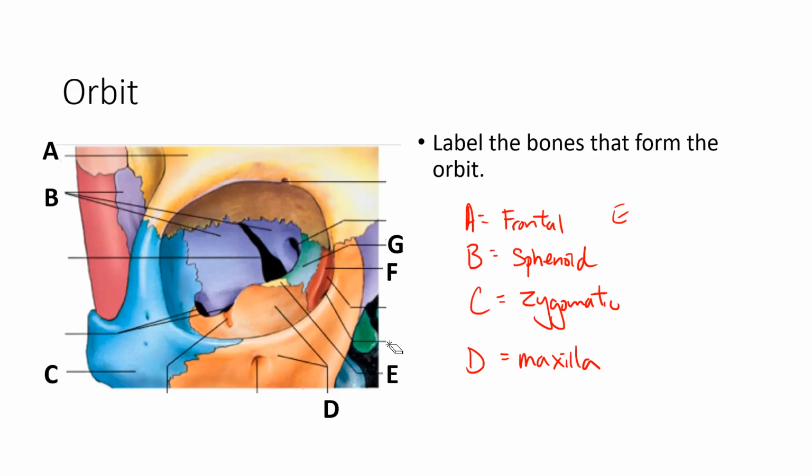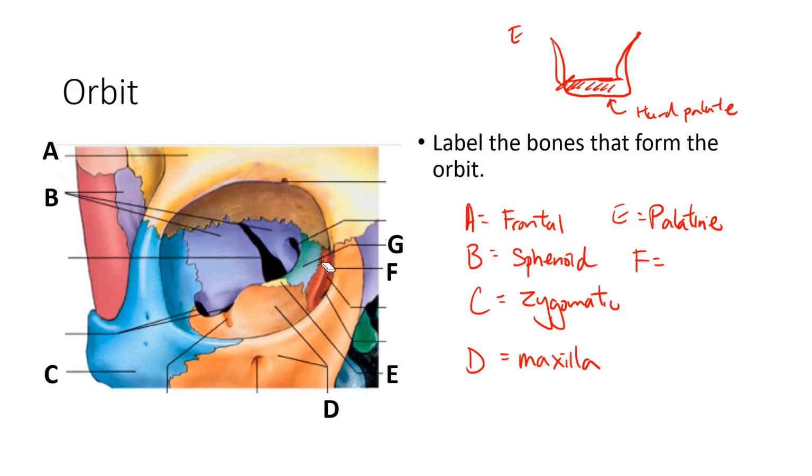E is hard to see, but it's just this little bit right here. That's the palatine. Okay. Remember in class I told you the palatine is more like an L shape, right? It has a flat bottom, and that forms your hard palate, right? So this is palatine.